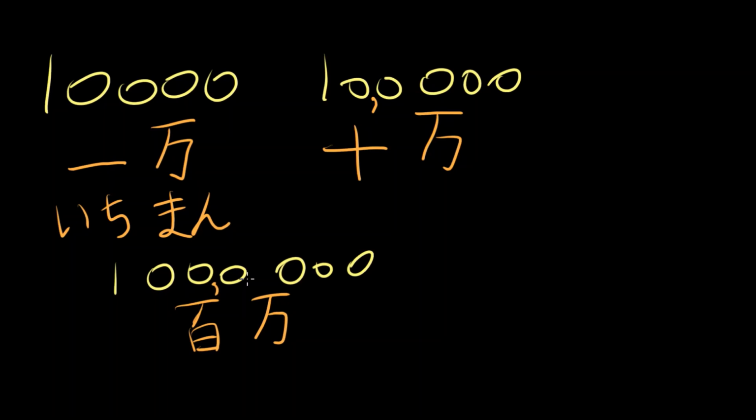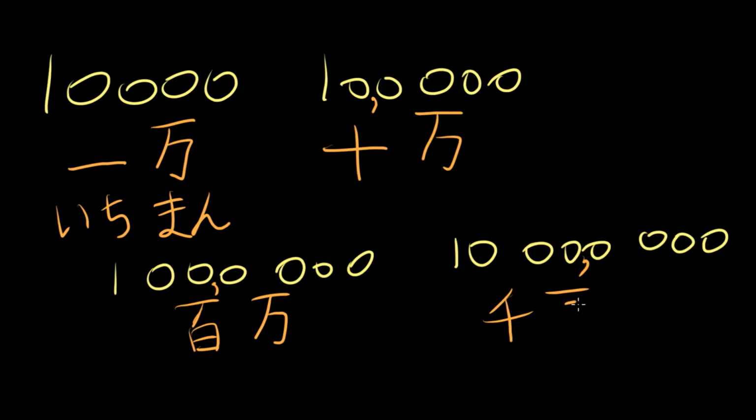Okay, what shall we do next? How about 10 million? If we put a comma in there, it's 1,000 10,000s, isn't it? So that would be sen man. Sen man.